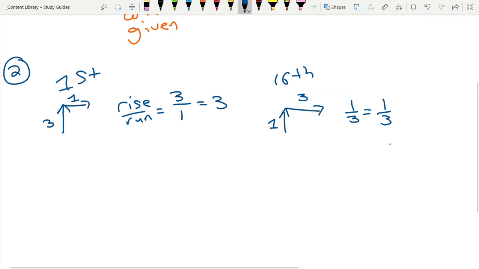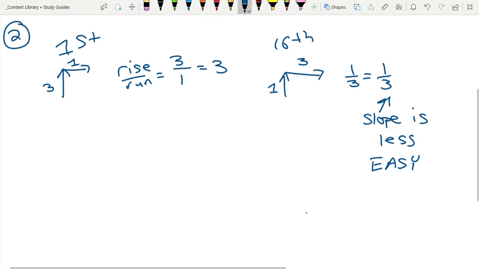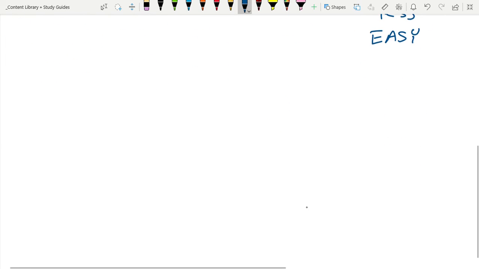So therefore, this slope is less, which means it's less steep. Therefore, it's easier. Just like when you're climbing a mountain, you would want something less steep to make things easier. The steeper it is, the harder it is to climb.